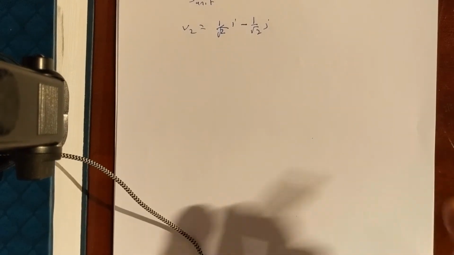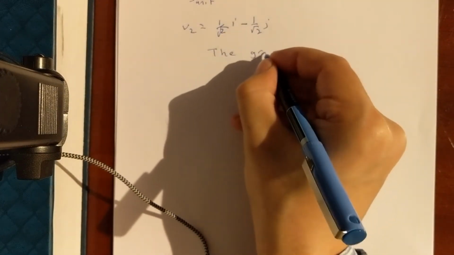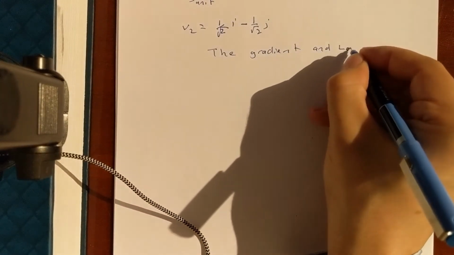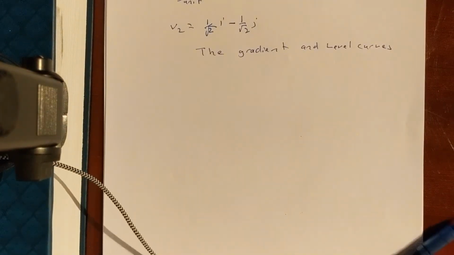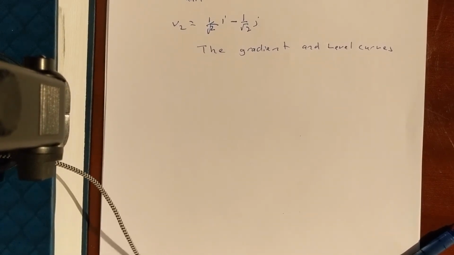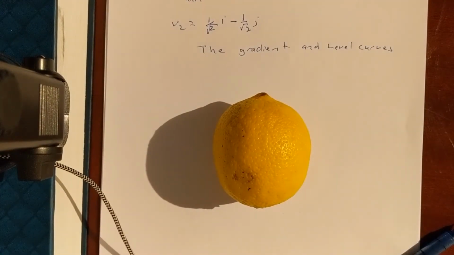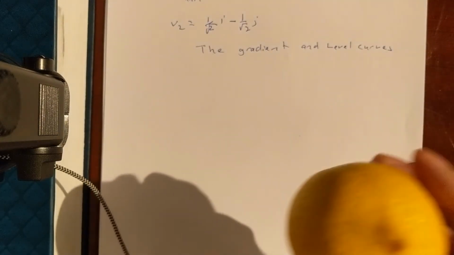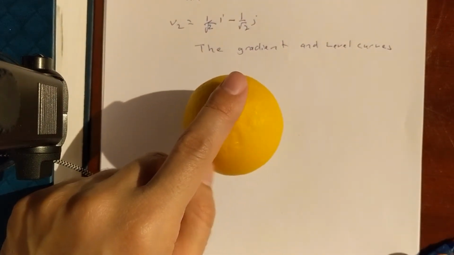So what I'd like to do is, let's consider the gradient and level curves. So we saw level curves before. What's the relationship between gradient and level curves? Now, remember, in our last episode, we had this kiwi that I cut open to show you what a gradient was. Now, the kiwi is gone. Sorry, I ate it already. So we have a lemon now. No more kiwis left in the house.